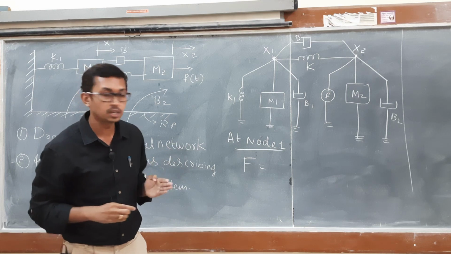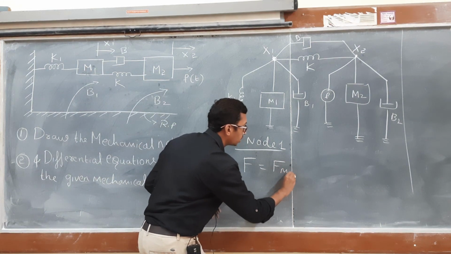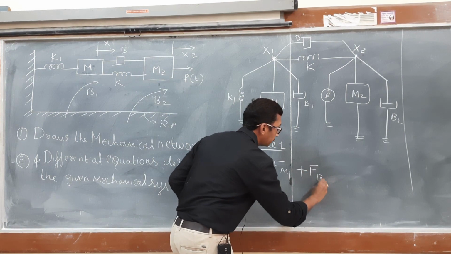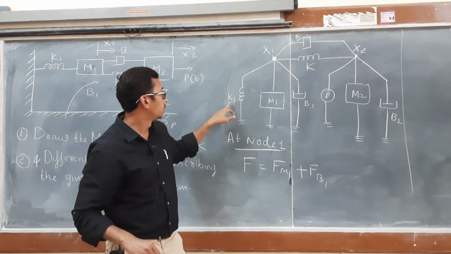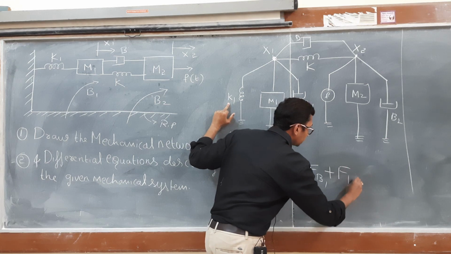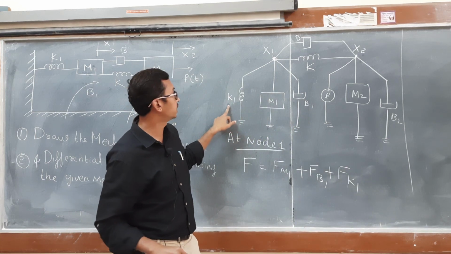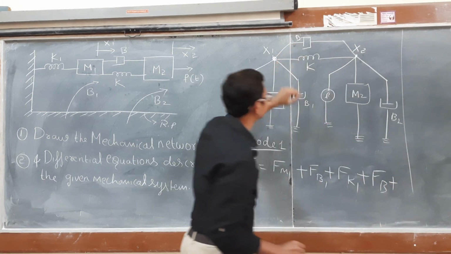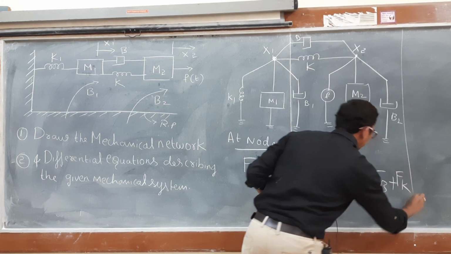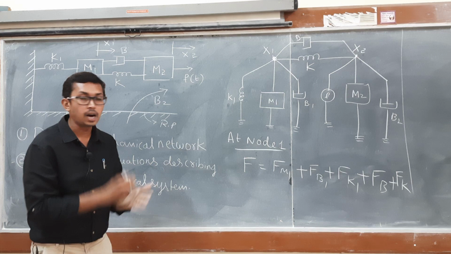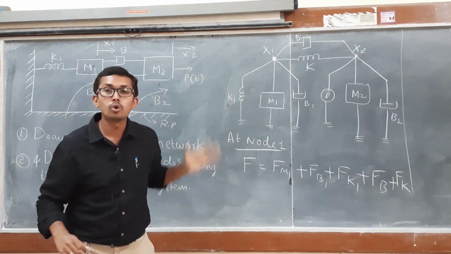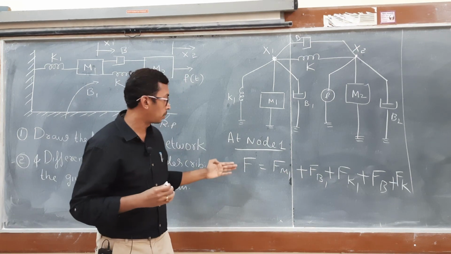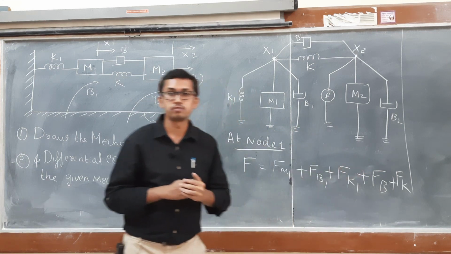Which are the opposing forces here? There is F of M1, plus F of B1, plus F of K1. Next, what else is there? F of B. Next, what else is there? F of K. So these are the opposing forces at node 1. As per Newton's law, applied force is equal to the opposing forces.